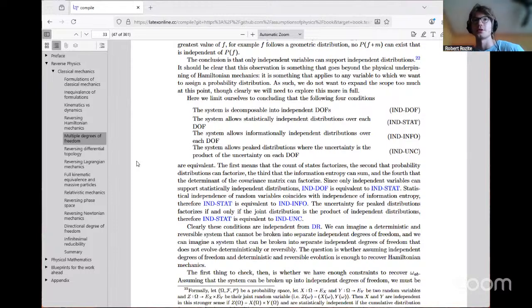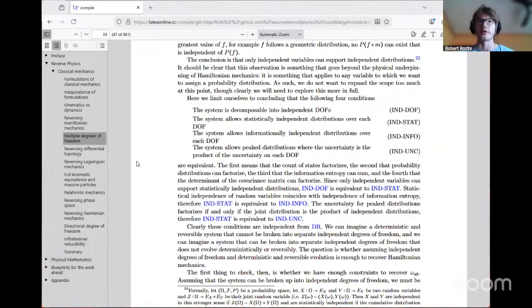So the first means that the count of states factorizes. The second, that probability distributions can factorize. The third, that the information entropy can sum. And the fourth, that the determinant of the covariance matrix can factorize.